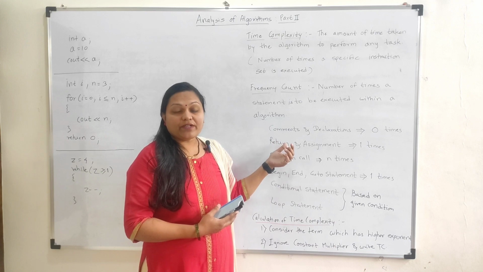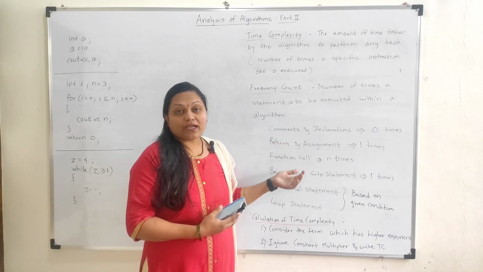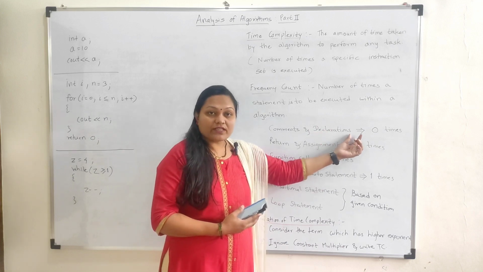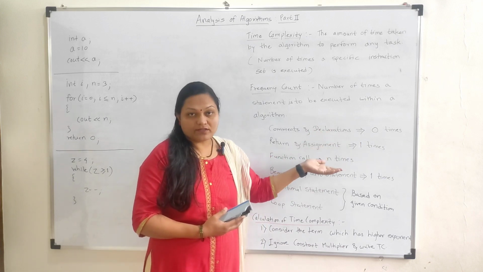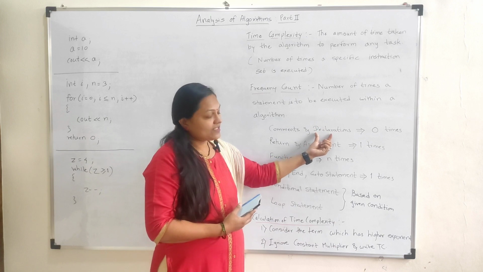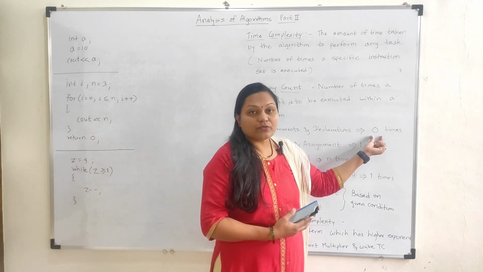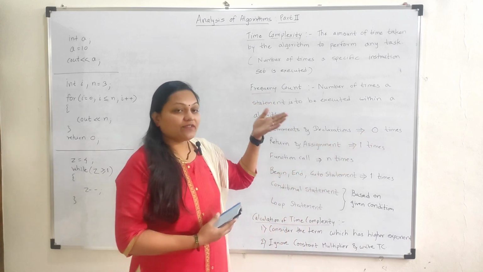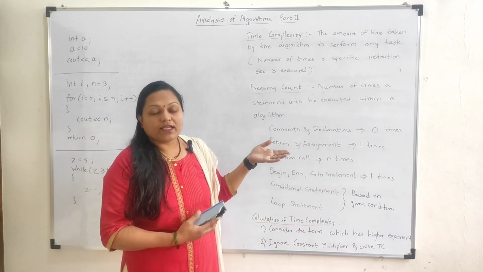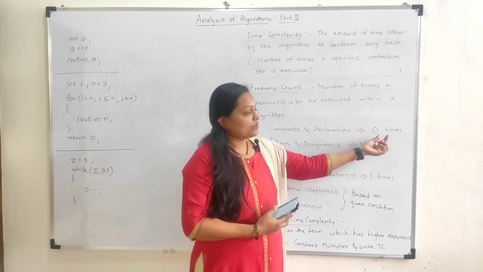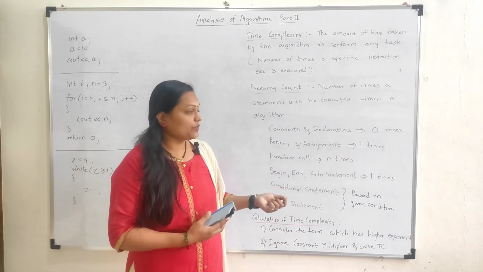Why are we writing comments? Mostly for description of the code. So the frequency count for comments will be 0. And for declarations also we consider frequency count as 0. If you want to declare some variables in a code, for that purpose your frequency count will be 0.